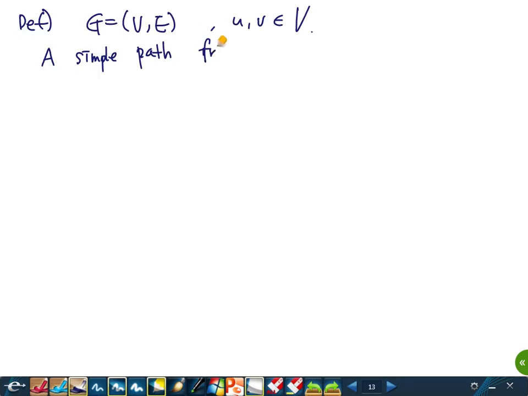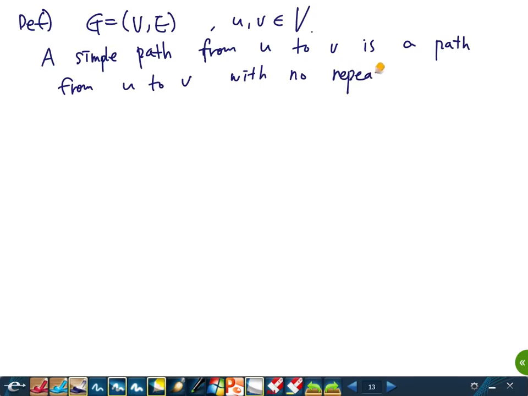A simple path from U to V is a path from U to V, of course, with no repeated vertices. You don't want to visit a vertex more than once. This is called a simple path.